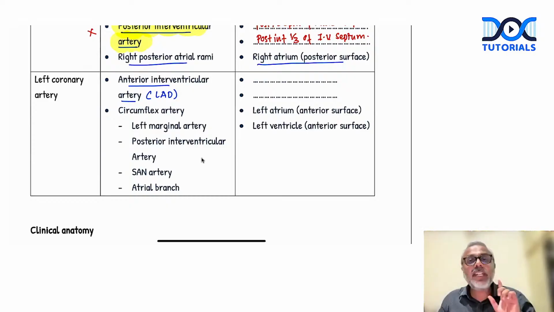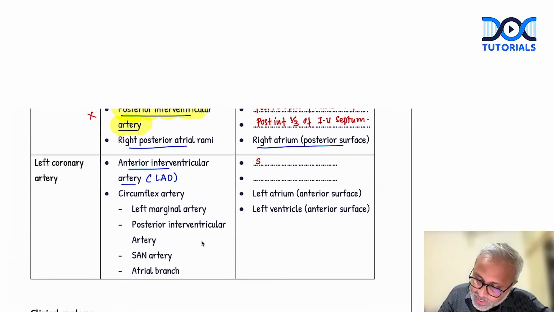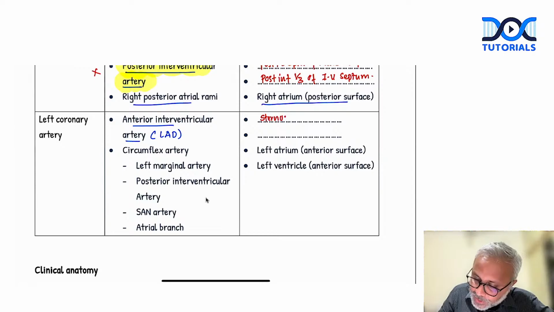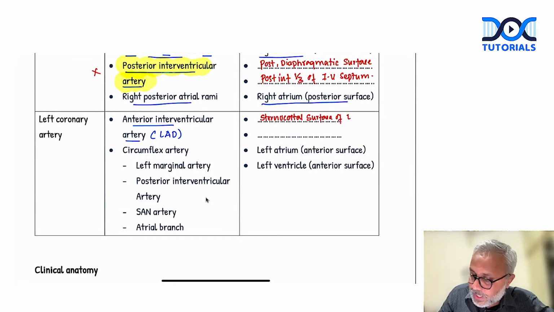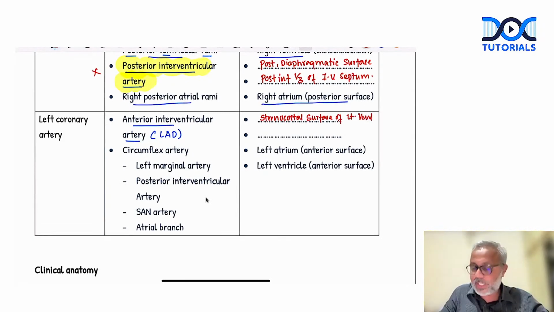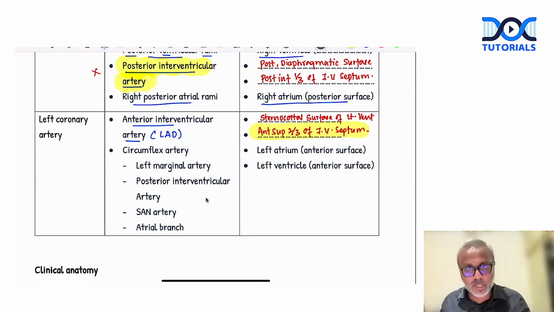Remember, the anterior interventricular artery supplies the sternocostal surface of the left ventricle. Sternocostal surface of the left ventricle, right? That is one. Then this supplies the anterosuperior 2/3 of the interventricular septum. So this is the major artery that supplies the interventricular septum and the majority of the left ventricle.